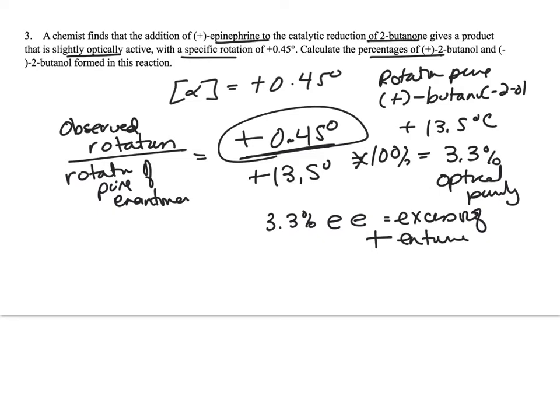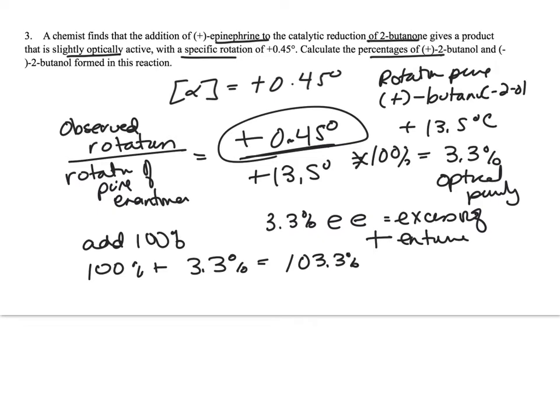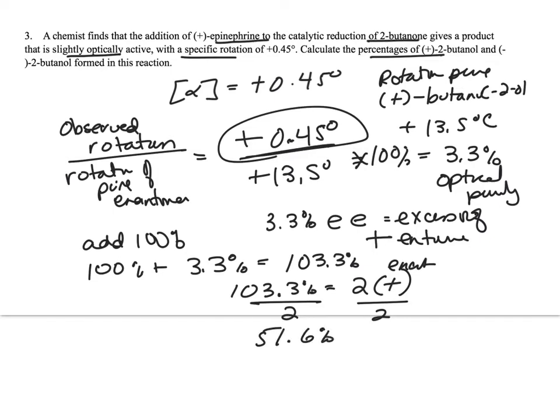So then what I do is I just add this onto 100%. So 100% plus the enantiomeric enrichment is 103.3%. Then you divide this by 2. So 103.3% equals 2 times the positive enantiomer, because more than half belongs to the positive. So you solve for the positive enantiomer by dividing by 2, and then that's going to be about 51.6. You might have gotten 51.7%, depending on how you round.